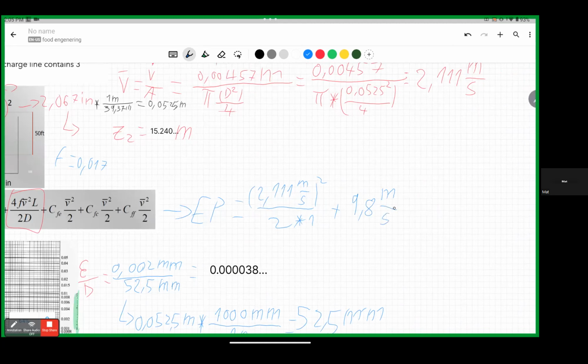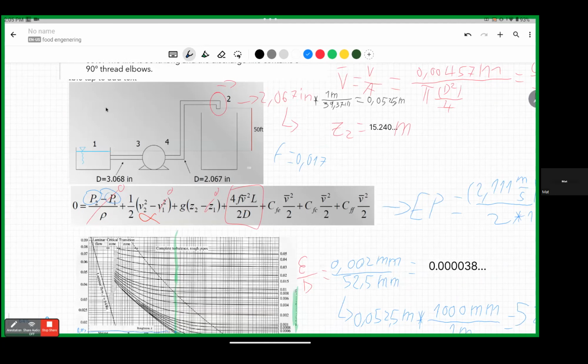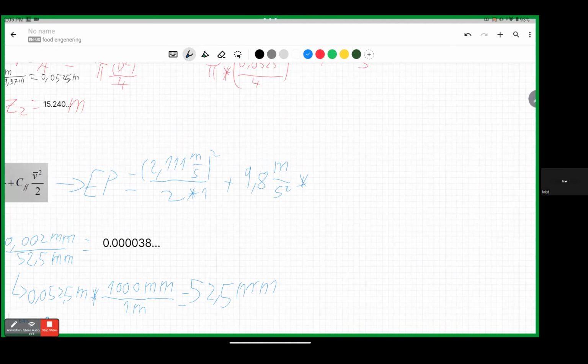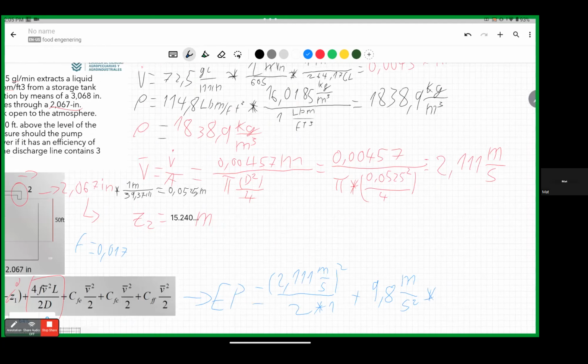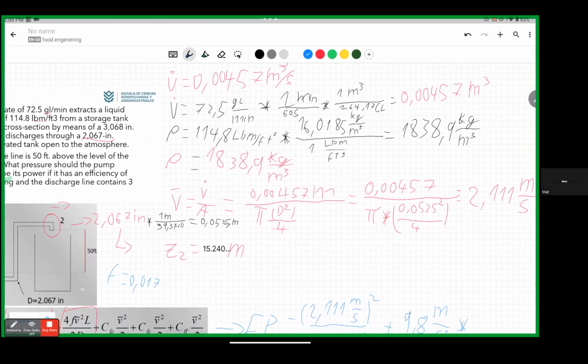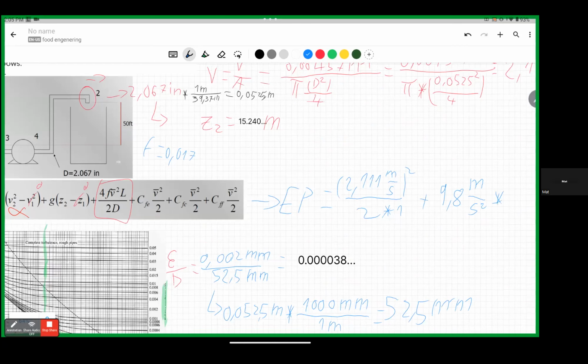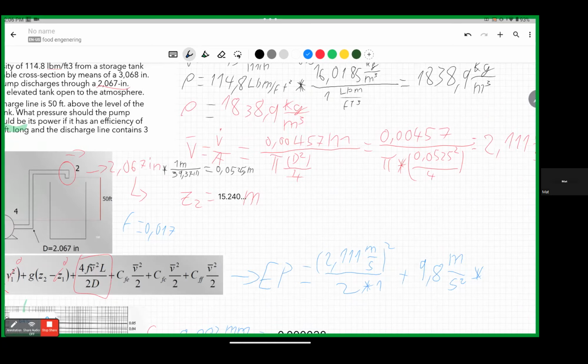squared, multiplied by the difference between zetas. But in this case we don't have a difference, we just have one height, and the height is exactly 50 feet. If you convert that 50 feet into meters, you will get the final answer. Let me know if we already did it, because I think we did. In this case, it's this one.